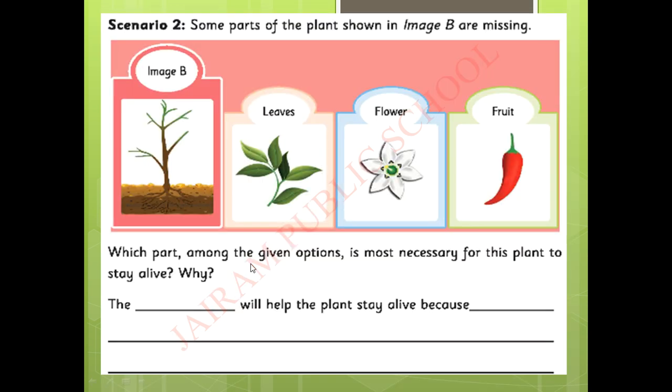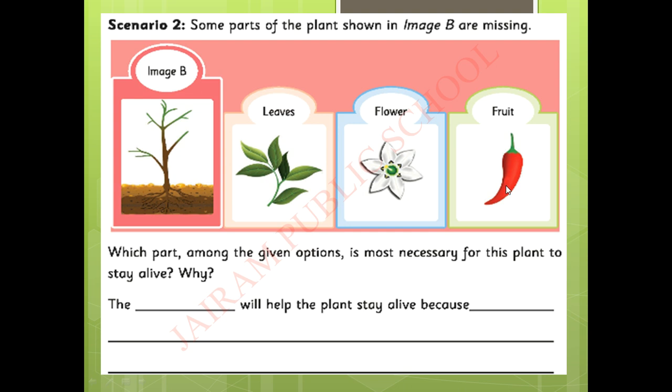Right. Next, in picture B, some parts of the plant shown are missing. Yes, of course, in image B, we can see some parts are missing. So, what are the parts? Leaves, flower and fruit. Yes, of course, in the plant, these parts will be there and these are missing here.